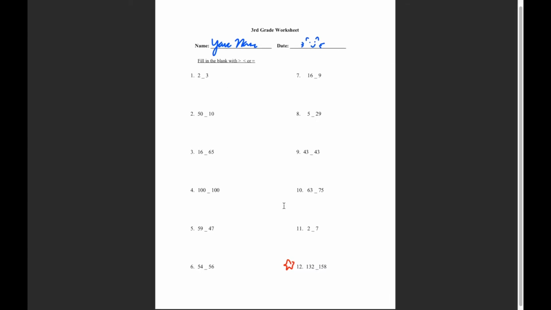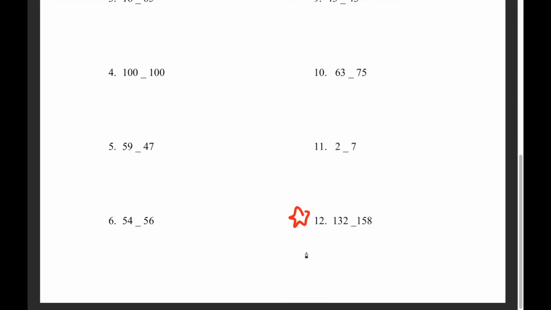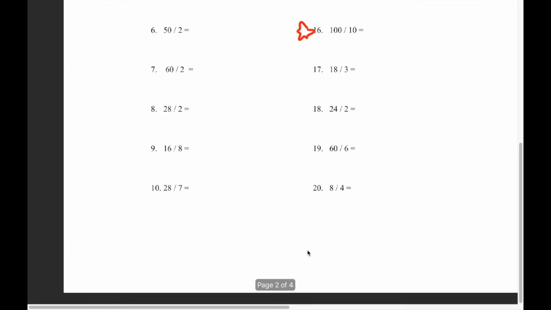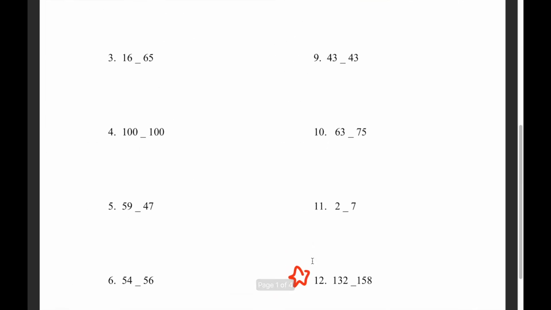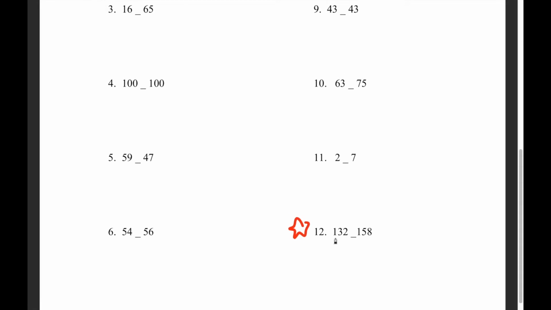Okay, so the first part we're gonna do is greater than, lesser than, or equal to. So let's look at number 12 for example. It says 132 is blank, then 158. Okay, anyways, basically, let's refresh our brains.